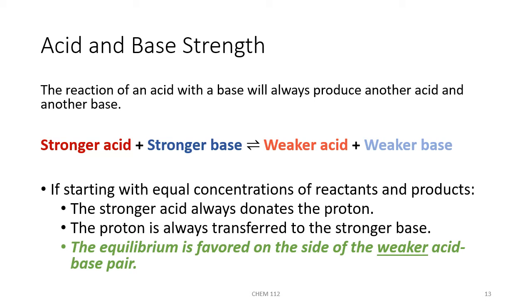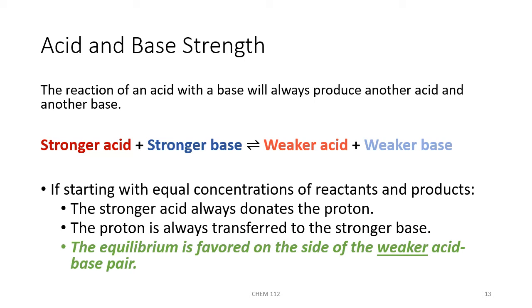The stronger acid wants to donate a proton more, and the stronger base wants to accept that proton more. So it's more likely that the stronger acid and stronger base are going to react more so than the weaker acid and weaker base going back and reacting. Therefore, the equilibrium will always be favored on the side of the weaker acid-base pair, essentially.